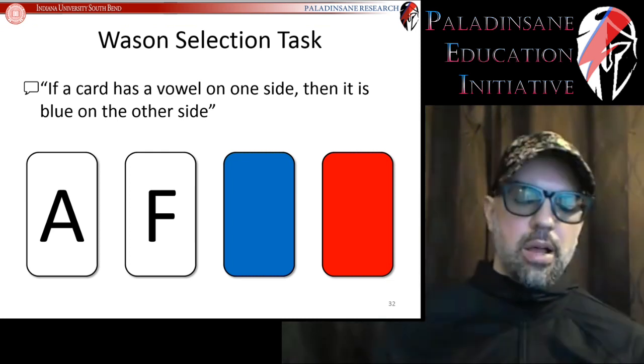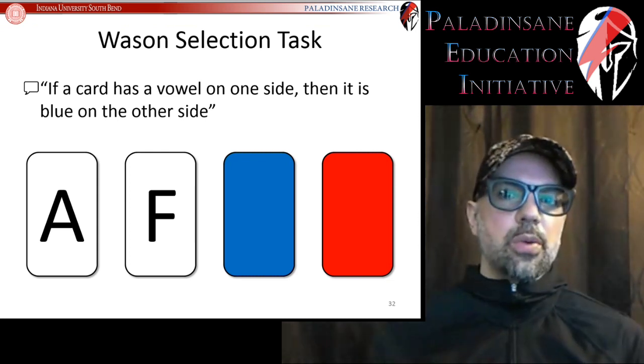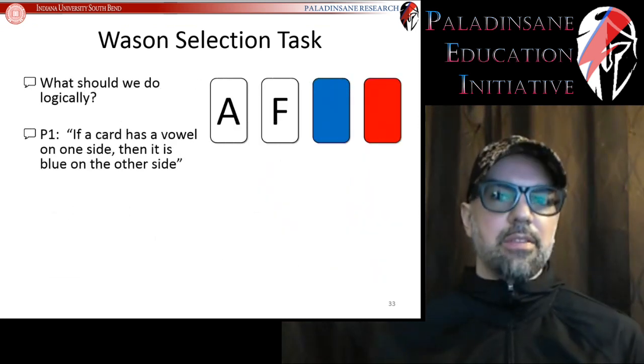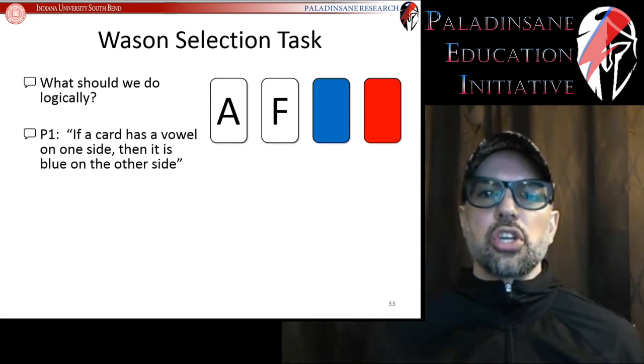We have a card that is red on one side. That is denying the consequent. So what should we flip logically now that we've labeled it in that way? Well, let's take a look at one of the ones that we should flip.